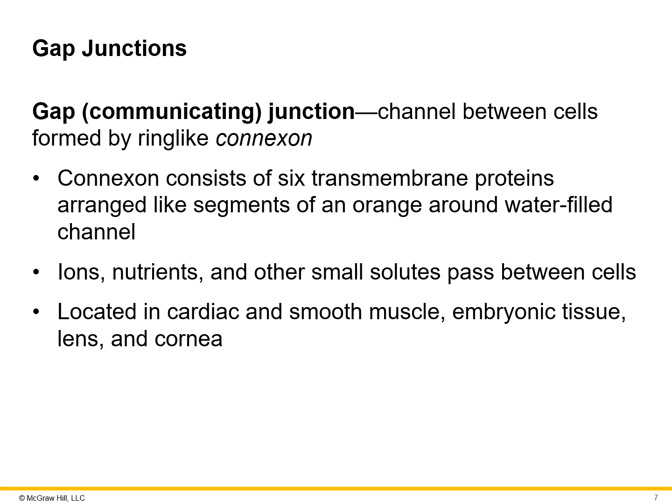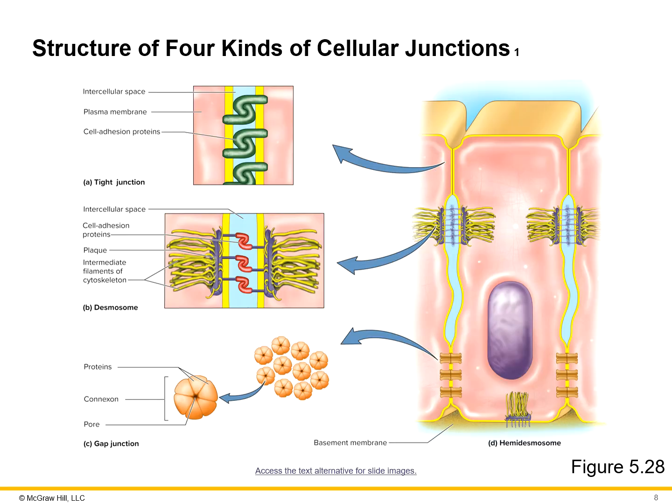These structures are very important in our cardiac and our smooth muscle, so that way we can have the heart beating as one unified unit, and in the smooth muscle to create what's called peristaltic contractions that will help propel food through that hollow tube. We're also going to find it in a lot of embryonic tissue, in the lens of the eye, and the cornea of the eye. Here are those pictures that I promised you.